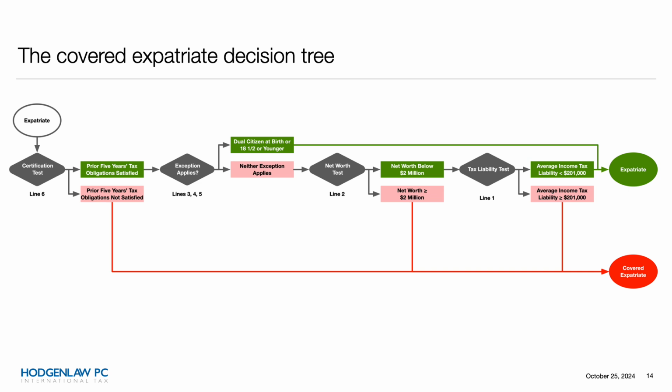So if your net worth, again, is below $2 million, proceed to the tax liability test. If your average income tax liability is under $201,000, great, you're just an expatriate, you've met all 3 tests, and you don't have to pay exit tax. But if you failed either the net worth test or tax liability test or certification test, you're a covered expatriate.